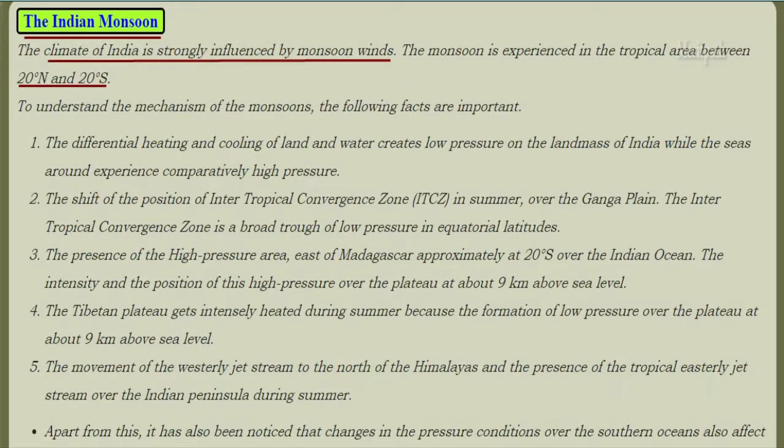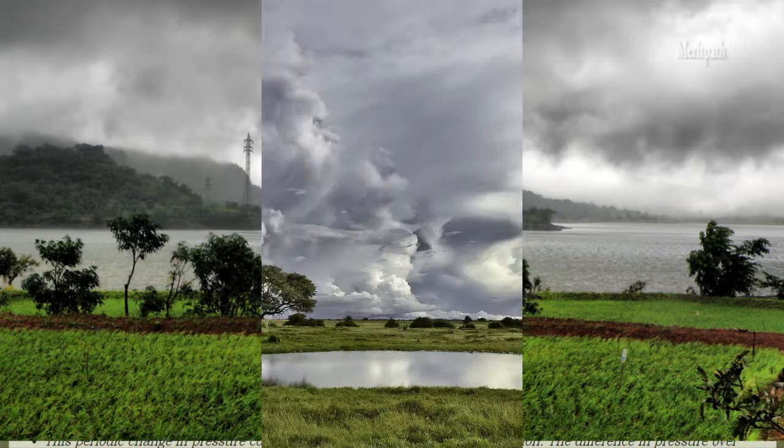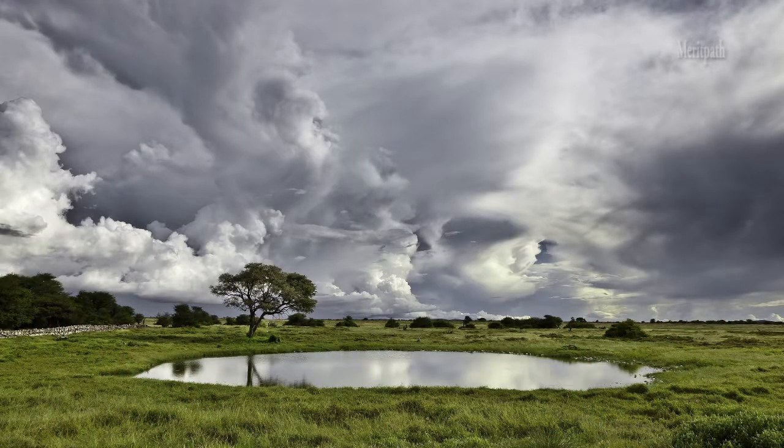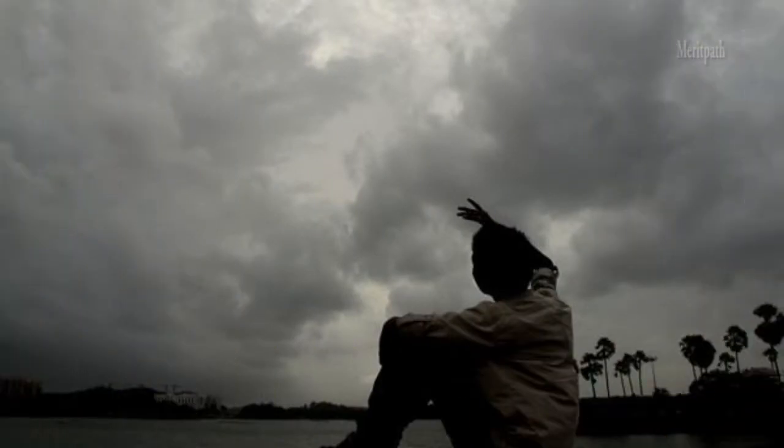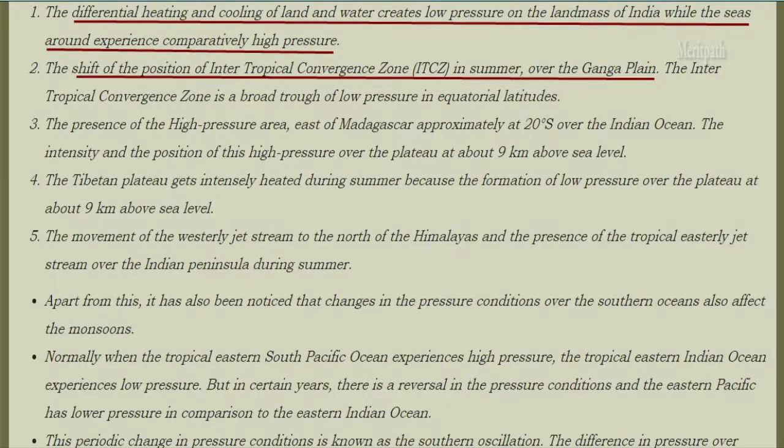The Indian monsoon. The climate of India is strongly influenced by the monsoon winds. Monsoon is experienced in the tropical area between 20 degrees north and 20 degrees south latitudes. To understand the mechanism of monsoon, a few facts are important. Let's see what those facts are. Differential heating and cooling of the land and water creates a low pressure on the landmass of India, and the seas around experience comparatively high pressure. Shift of the position of the Intertropical Convergence Zone, ITCZ, in summer over the Ganga plain.